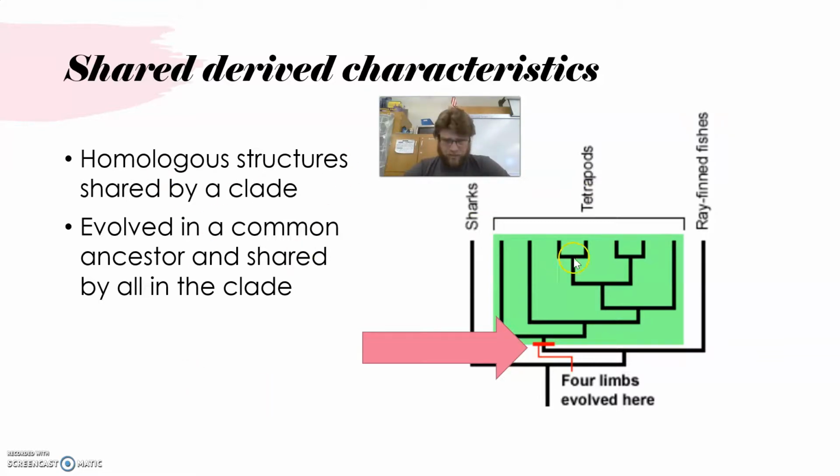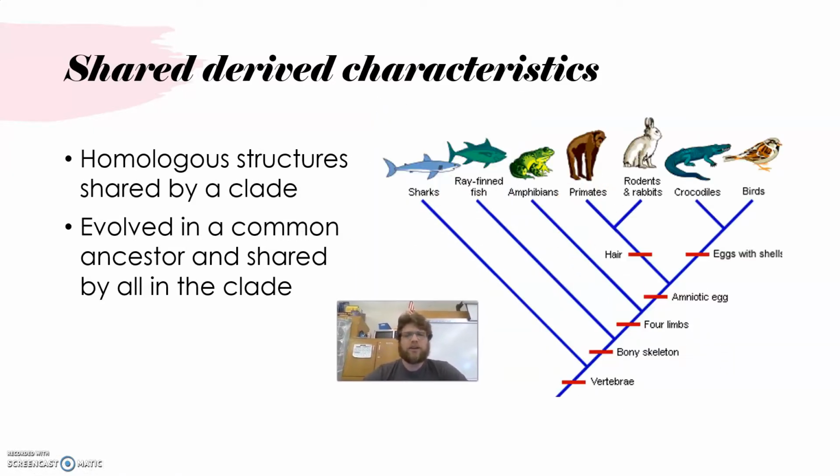But let's look. So in this cladogram, for the tetrapods, the shared derived characteristic is four limbs. At this point, four limbs evolved and it is shared by all tetrapods. Kind of like in the evidence for evolution worksheet where we looked at limbs. Those limbs are a shared derived characteristic, and the common ancestor had a form of that shared derived characteristic, and it's been modified over time. But sharks and fish are not included in this clade because they do not have the same shared derived characteristic.